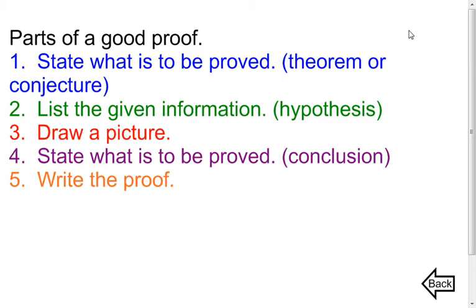Now, when we write a proof, I want us to think back to the parts of a good proof. I'm going to refresh our memories. Notice the first one was to state what is to be proved. A lot of times this is going to be some theorem, or it's going to be a conjecture in if-then format. Once you have that, then we're going to go on to list the given information. Notice we can find that in the hypothesis of our conjecture from part 1 of a good proof. Part 3, remember, draw a picture and mark it up.